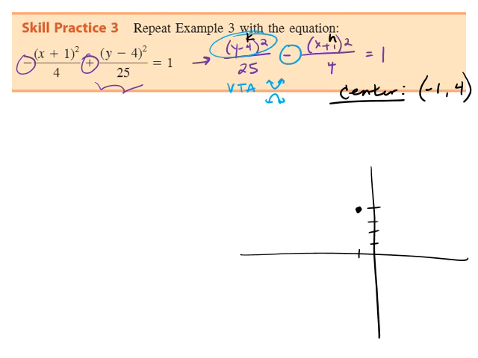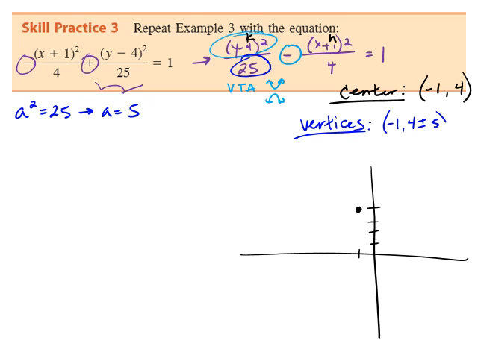All right, so now a is 5. So because I have a vertical transverse axis, I'm going to go up and down for my vertices. So -1, 4 plus or minus 5 is going to give me my vertices. So from here, up 5, and from here, down 5. So my vertices are -1, 9, and -1, -1.